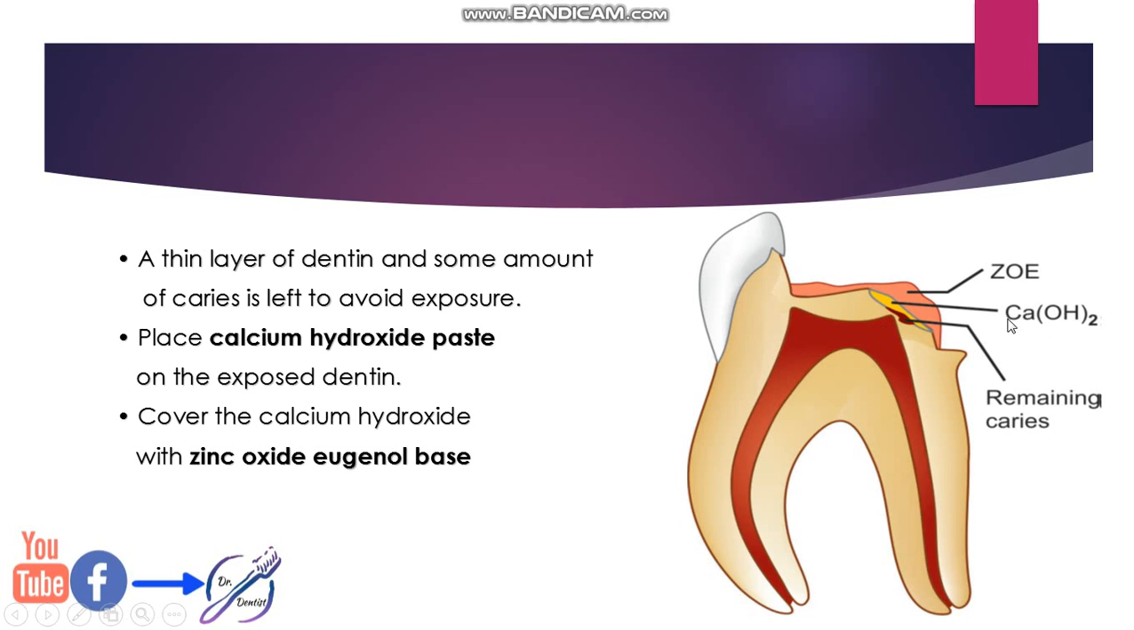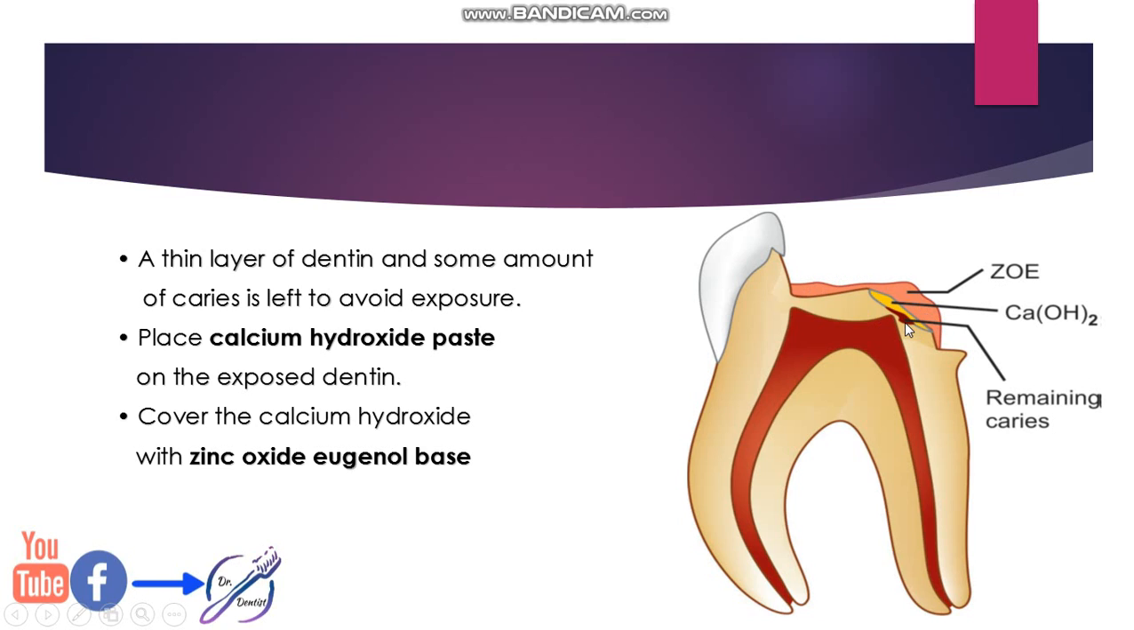Next, calcium hydroxide paste is placed on the exposed dentine. This is calcium hydroxide paste. This is the green color, the yellow color is placed above the exposed dentine, and we cover the calcium hydroxide paste with zinc oxide, and this is the zinc oxide.